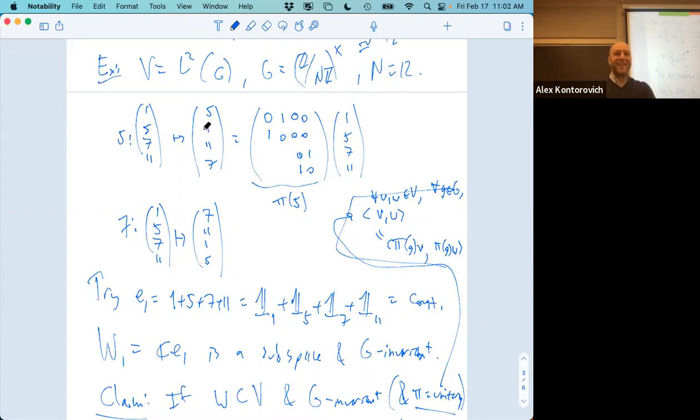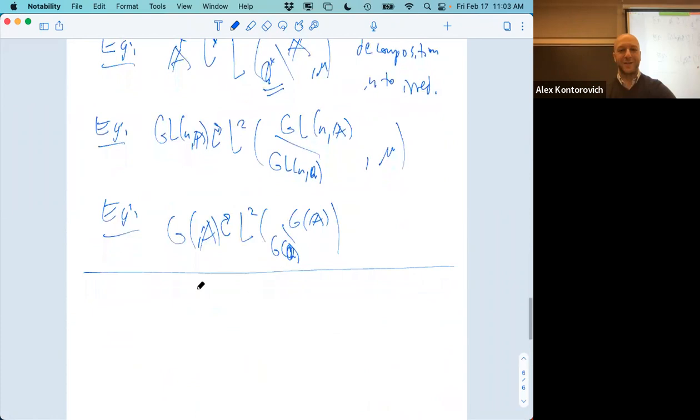What about +1, +5, -7, -11? Then the 1 and the 5 stay together, and the 7 and 11 stay together, but they might have to switch places. And if they do, then they switch signs. So let's try another.